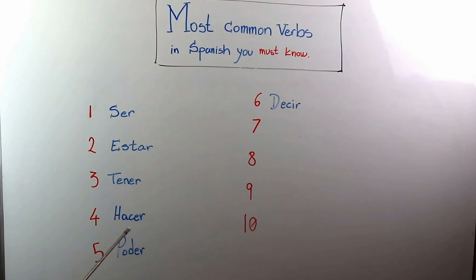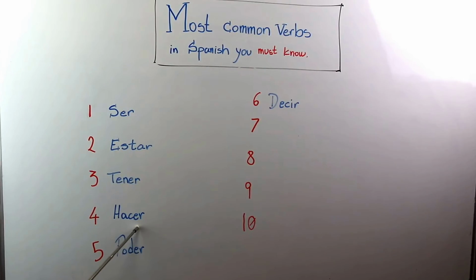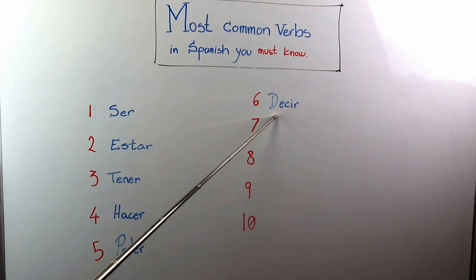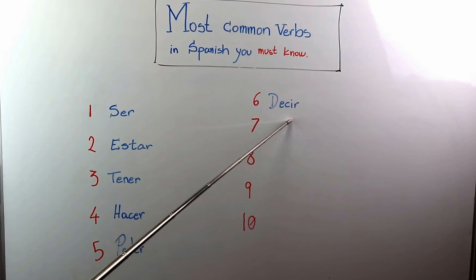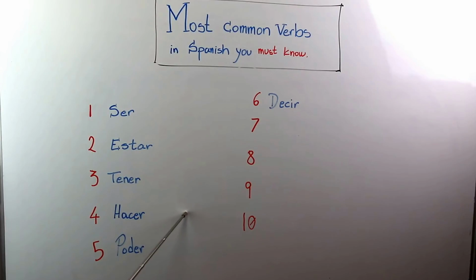The next 3 verbs are hacer, which means to do. It is an ER verb. Poder, which means to be able. I can do something, can. Once again, so it's an ER verb. And decir, to say, to tell. And that's an IR verb because it ends with an I and an R. Decir. These are the infinitive forms, so they haven't been conjugated.